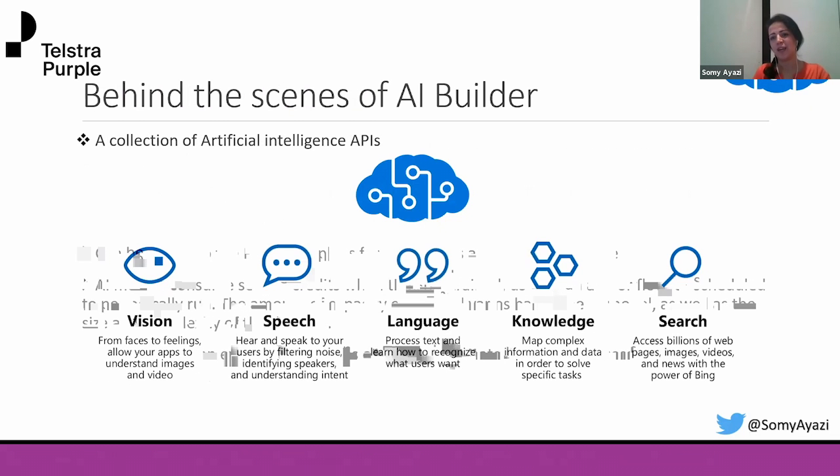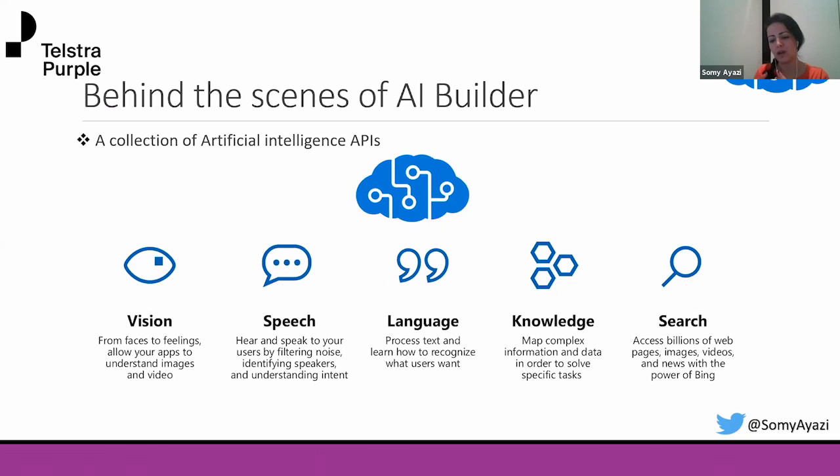Talking about AI and AI Builder, we need to know what is behind the scenes. All the information that you see, already built for us to use, is based on the cognitive services, which is a collection of artificial intelligence APIs. These are the RESTful APIs that are available for us to use. Similar to any other REST API, you don't need to know how they are built. You just need to know how to use a REST API.